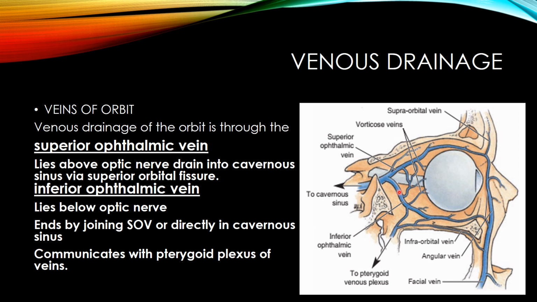This is the inferior ophthalmic vein. It communicates with the pterygoid plexus of veins, passing through the inferior orbital fissure. It also communicates with the infraorbital vein and the angular vein, and it terminates either by joining into the superior ophthalmic vein or directly into the cavernous sinus, again passing through the superior orbital fissure.